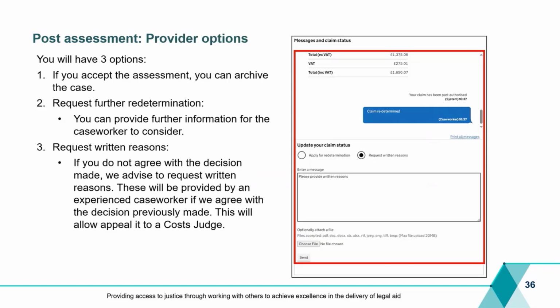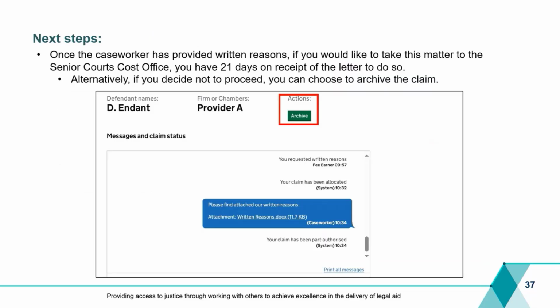You will then have three options. You can archive the claim if you do not wish to appeal further, or you can request a further request for redetermination with further information or evidence, or you can request written reasons. An experienced caseworker will then draft and provide our formal written reasons. You can then submit an appeal to a cost judge.